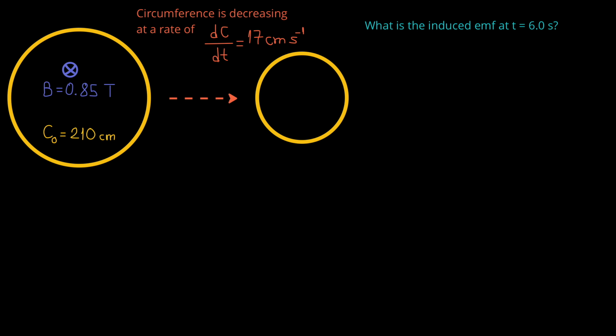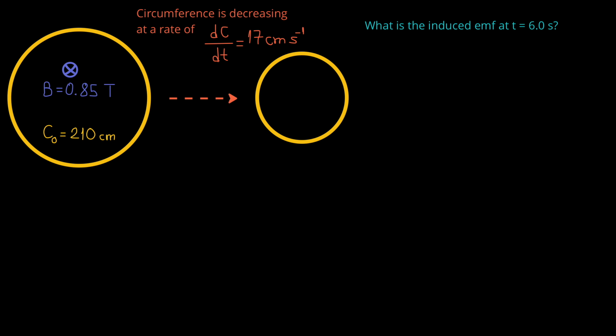A circular loop is in a region of constant magnetic field pointed perpendicular to the plane of the loop into the page in our picture, and the magnitude of the magnetic field is equal to 0.85 Tesla. The loop circumference is decreasing. Its initial circumference is 210 centimeters and it's decreasing at a rate of 17 centimeters per second.